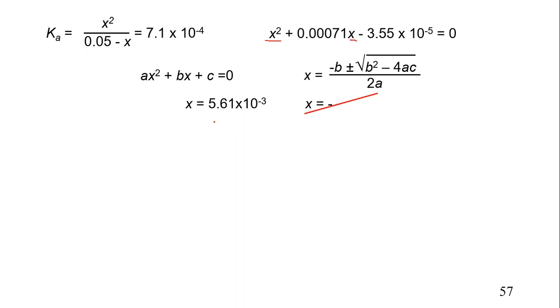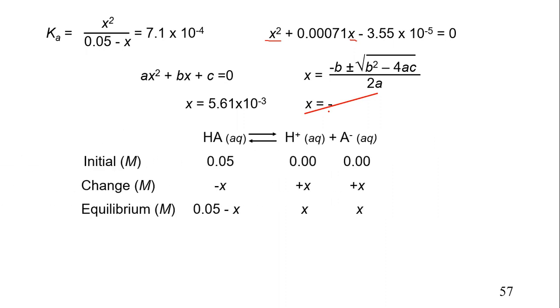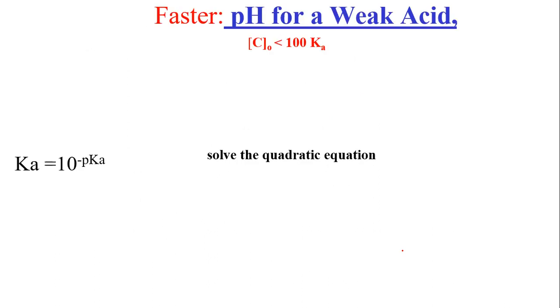Of course, the calculator gives you two solutions, an x that is positive and an x that's negative, and of course, x cannot be a negative solution. I'm just reminding you of the ice table, that's where I got this from. So once I have my x, which is simply my H plus concentration, I get my pH, minus log of H plus.